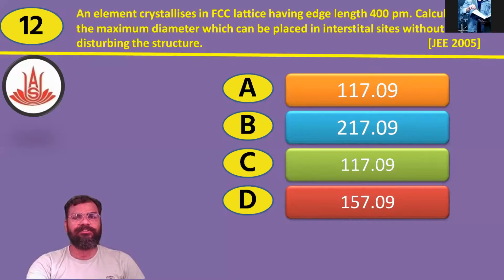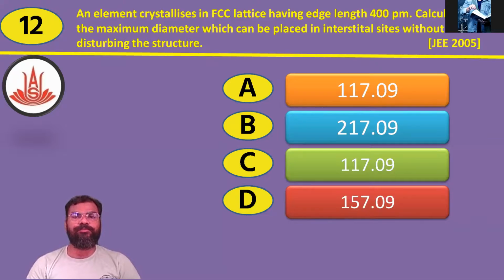After that, question number 12, JEE 2005, they have asked the question: an element crystallizes in an FCC lattice having edge length, they have given, 400 picometer. Calculate the maximum diameter which can be placed in the interstitial site without disturbing the structure. Means we don't have to disturb the particular structure and then we have to place it, the maximum diameter, in the interstitial site without disturbing the structure.